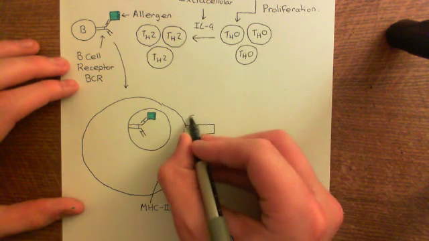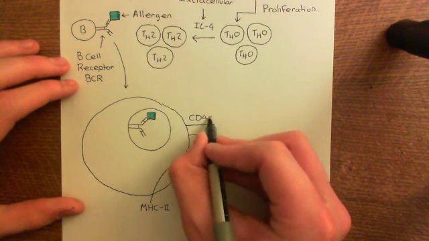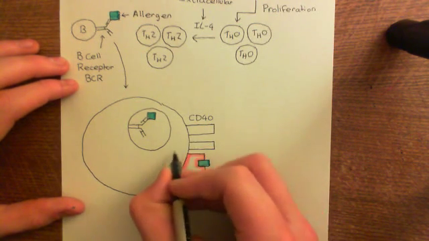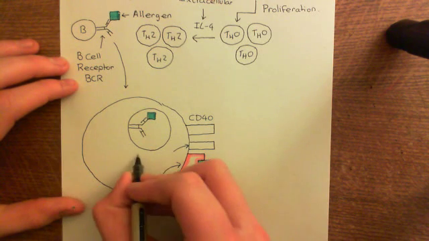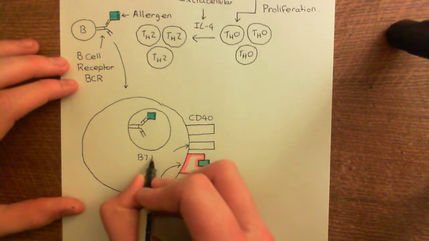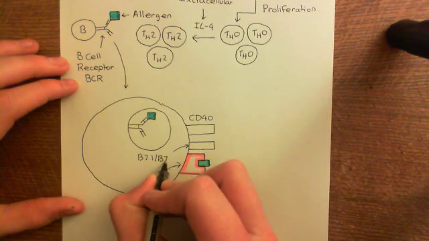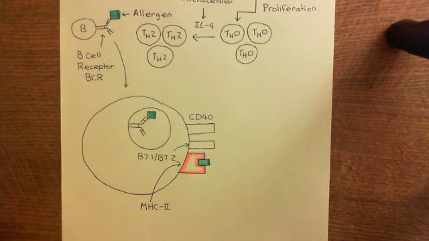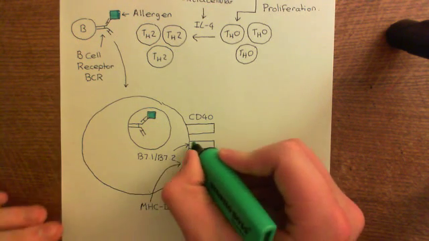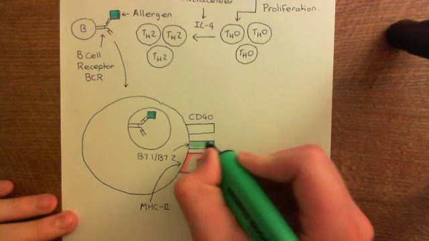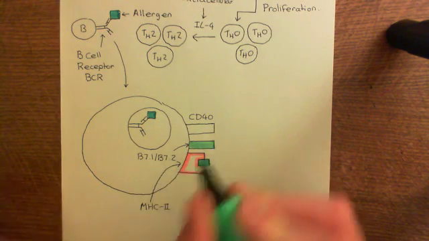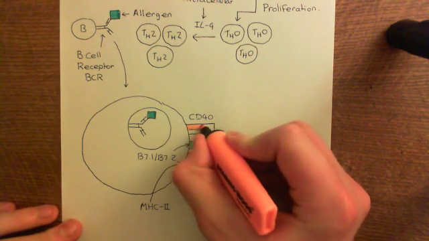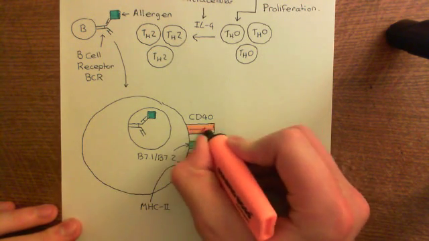So it expresses again CD40 here, and either B7.1 or B7.2. I prefer the names B7.1 or B7.2 as opposed to CD80 and CD86, because everything's called CD. So it's nicer just to have one little variant on that and use B7.1 and B7.2. So in green is B7.1 or B7.2. In orange here is CD40.